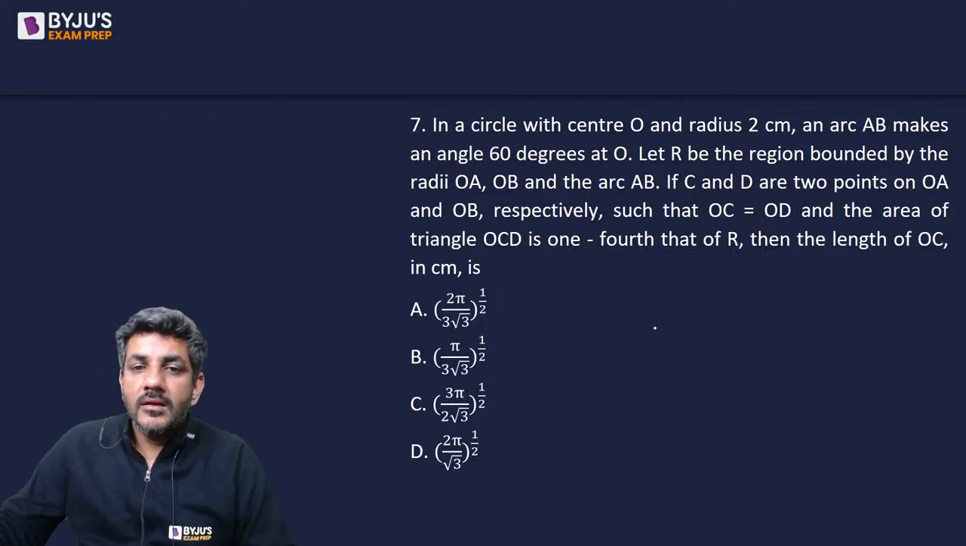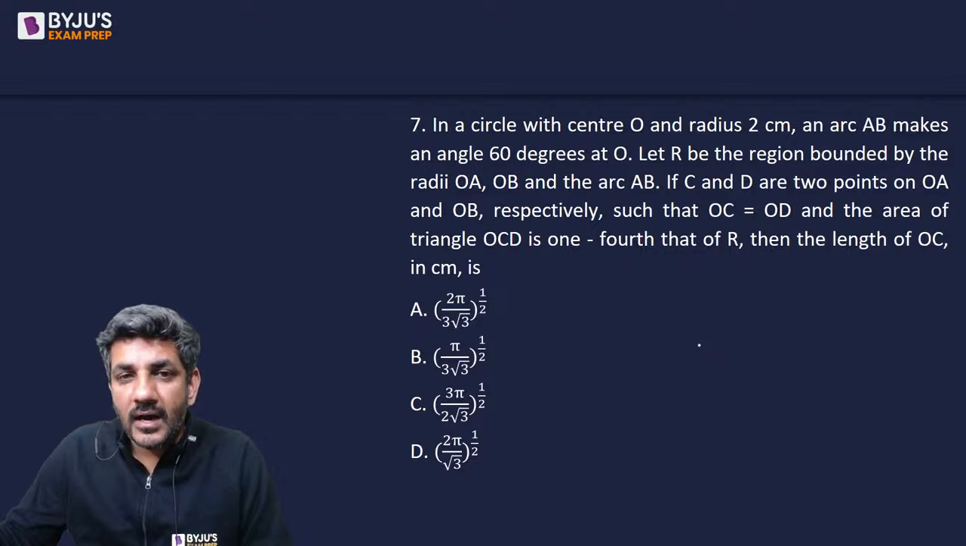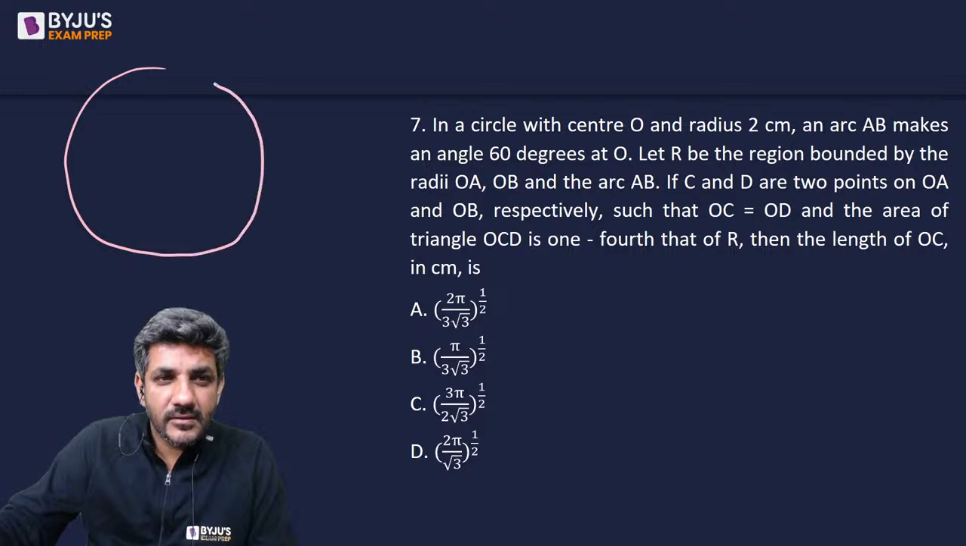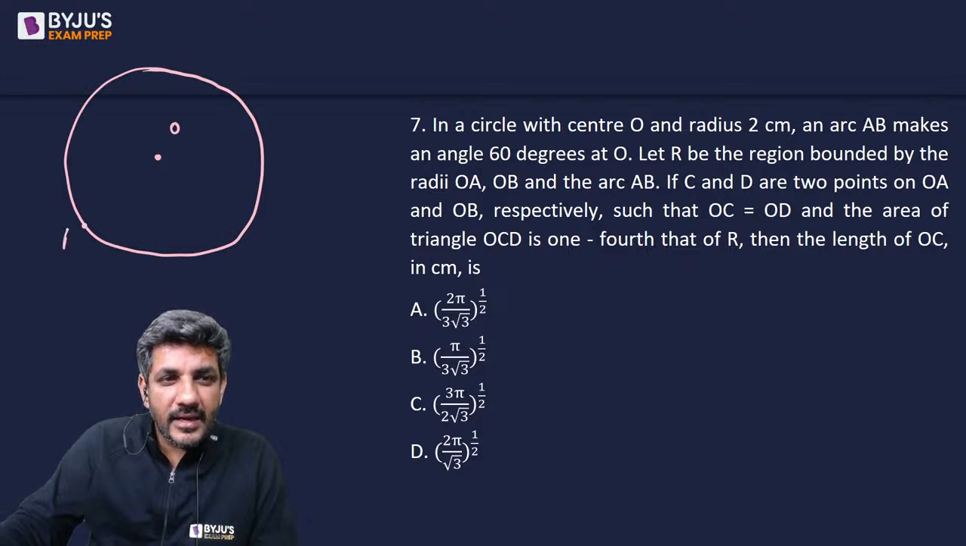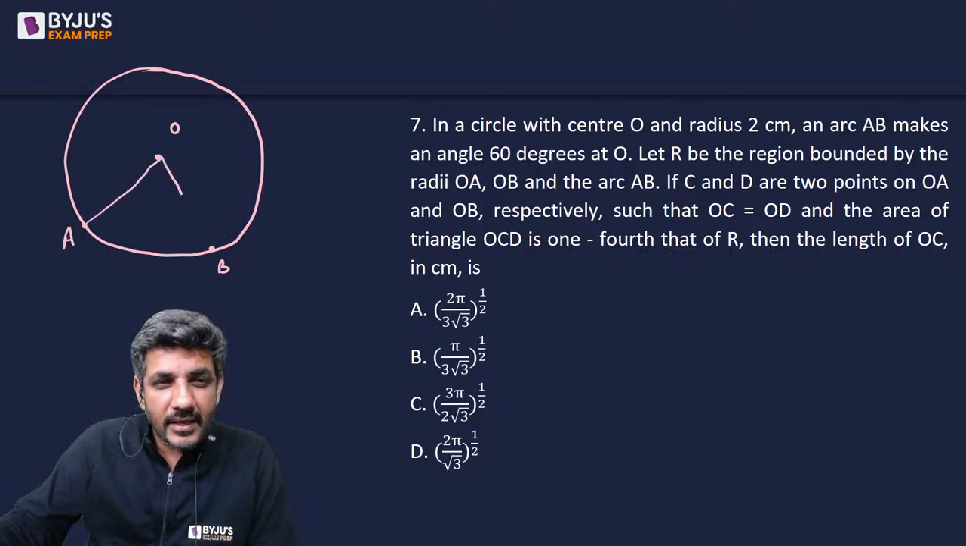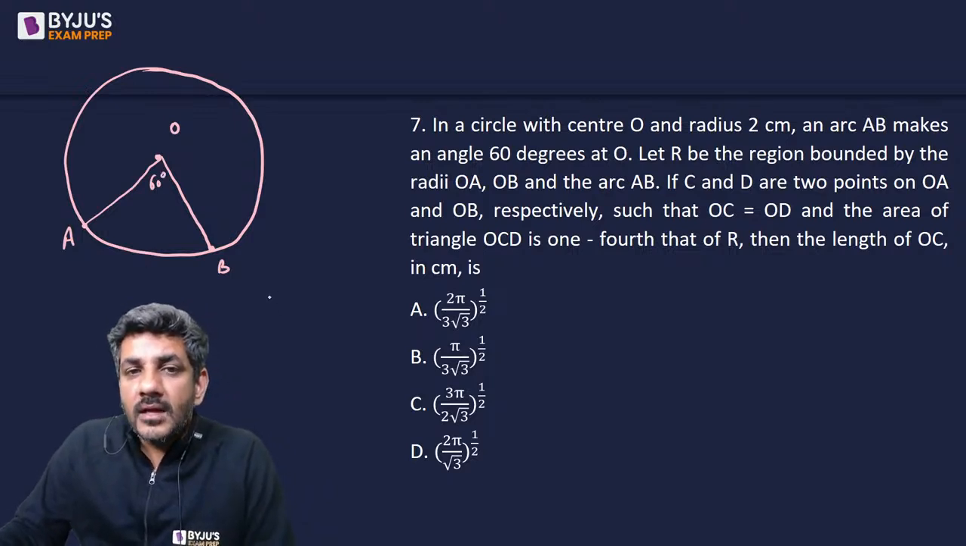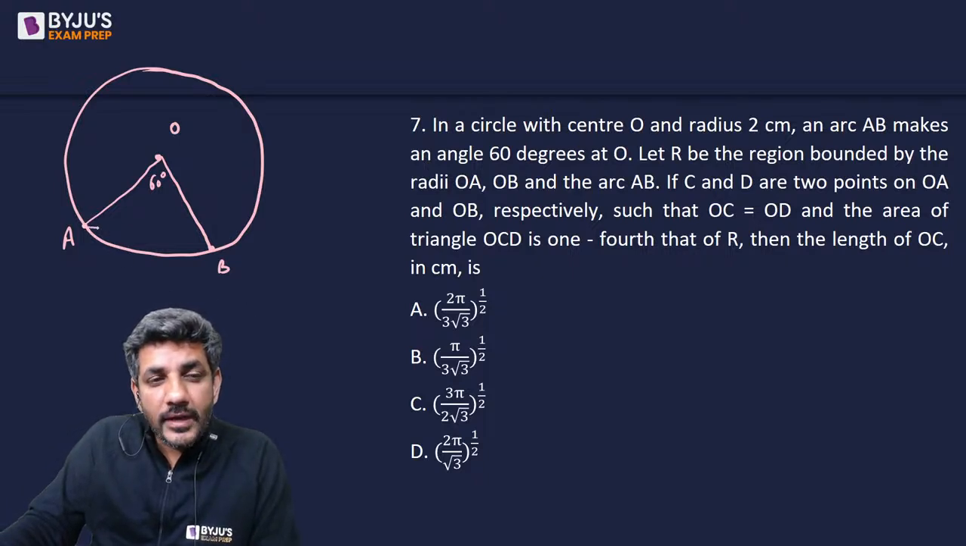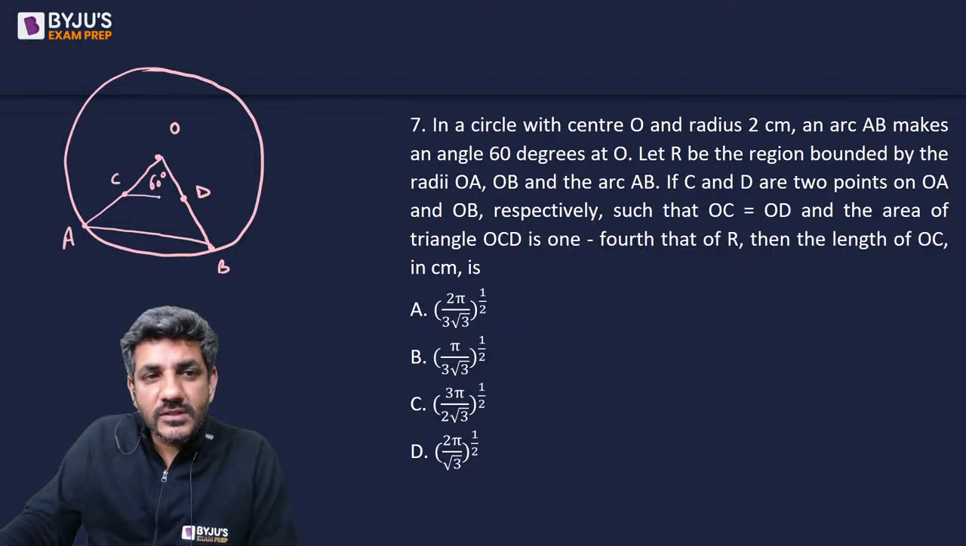चलिए करते हैं. In a circle with center O and radius 2, an arc AB makes an angle of 60 degrees at O. So let me make a circle first. This is the center O, and there is an arc AB. This point is A, this point is B. So when I make this AB, this angle is equal to 60 degrees, he says, right? OA, OB are the radii and arc AB. If C and D are the points on OA and OB respectively, so C is a point here, D is a point here, such that OC is equal to OD. So OC and OD are equal.